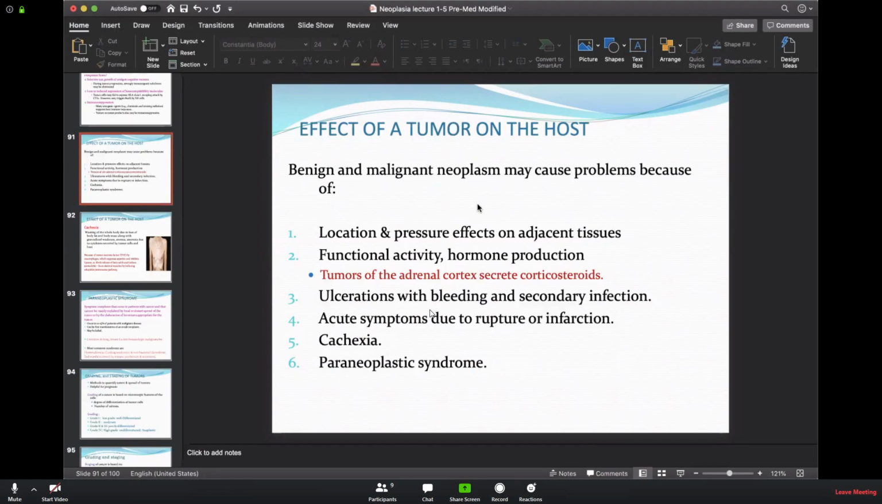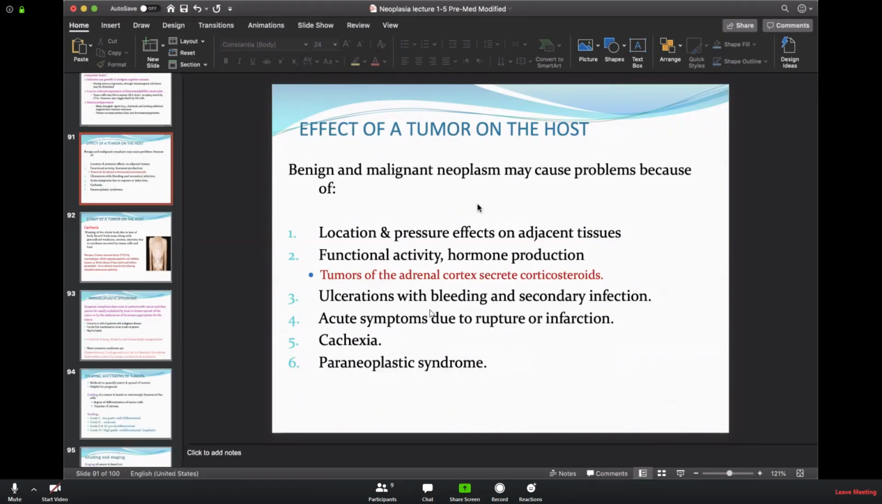The other thing is cancer cachexia, because cancer can elaborate cytokines, can elaborate growth factors, and the inflammatory cells will also elaborate cytokines, such as macrophages, which will elaborate tumor necrosis factor alpha and interleukin 1, resulting in cachexia.